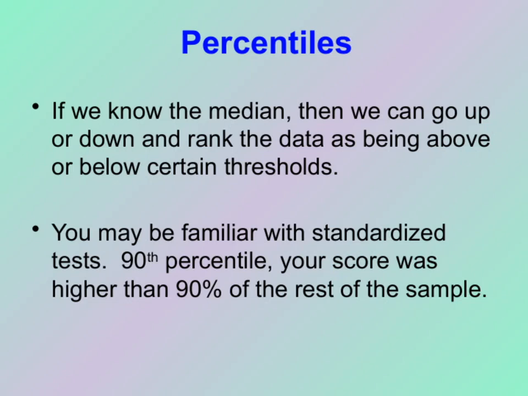If we know the median, then we can start to understand how data points are distributed by moving up or down from that middle value. This allows us to rank data relative to certain thresholds, giving us a clearer picture of where individual data points stand within the overall dataset. You might be familiar with standardized tests, like the SAT or ACT, where they tell you your score is in the 90th percentile. That means your score was higher than 90% of the people who took the test, which is a powerful way to contextualize your performance.